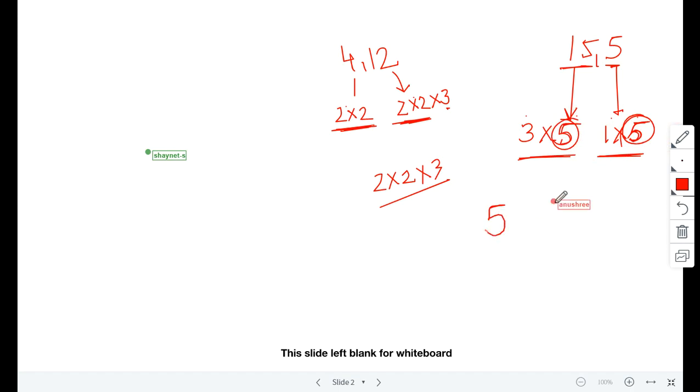And then you have to write the remaining numbers. So the remaining numbers are 3 and 1. So ultimately your LCM becomes 15. Is it clear? Okay. Now calculate the LCM of 24 and 6.